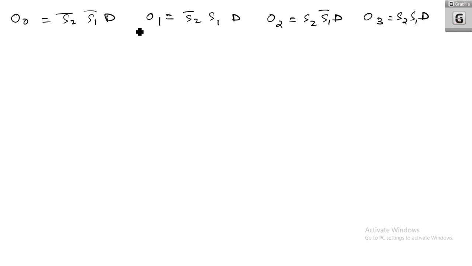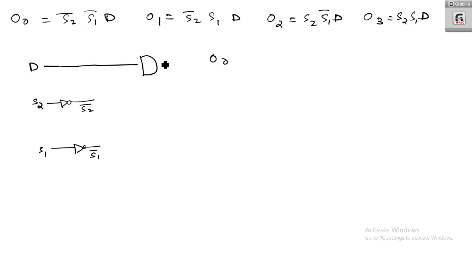For these four expressions, you need to draw a single logic circuit. How to draw that? So D is the input along with S2. S2 is there, then here what we have is S2 bar, then S1 is there, here what we have is S1 bar, okay. Now what is O0? O0 is S1 bar, S2 bar, D. So you should have an AND gate. D is common, okay. So you will get O0.